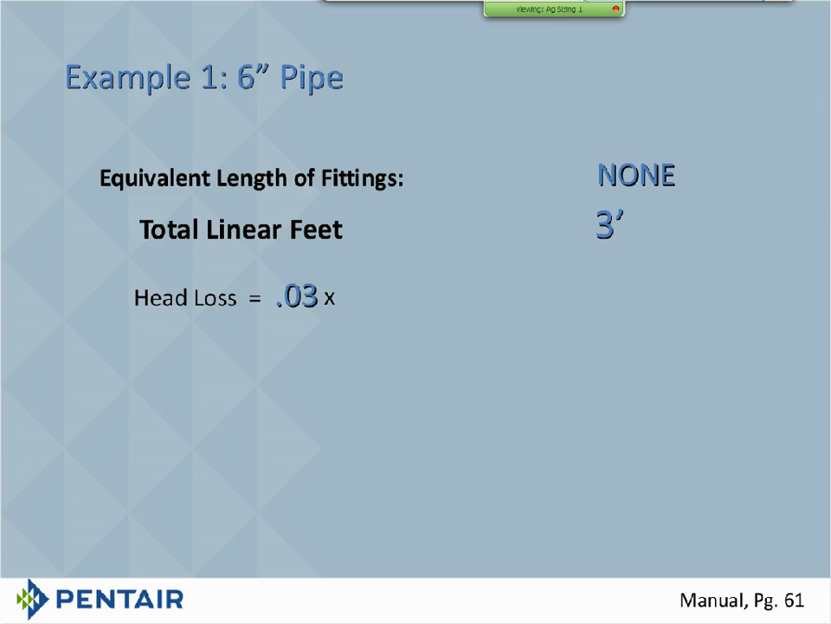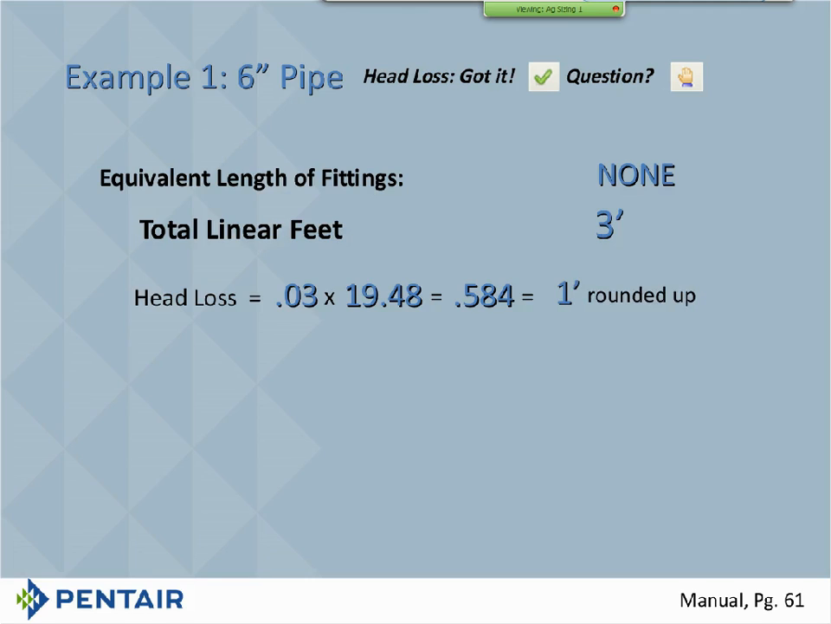I've only got 300 feet of pipe, so the total here... Anybody got an idea? Anybody have any questions? Okay, it's going to come up to 0.584, which of course we're going to round up to 1. So now what we're going to say is section B has 1 foot of friction loss.